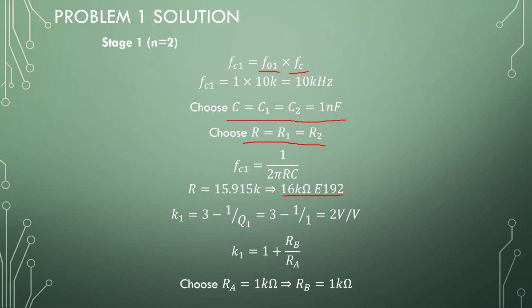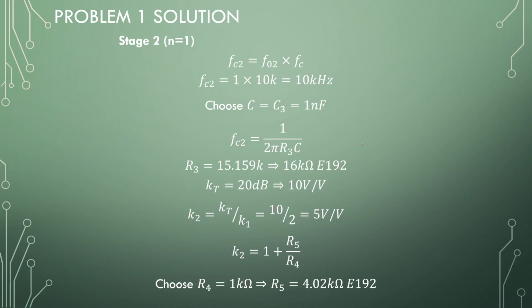The Q factor goes into our equation, and we can find the gain that is required. So 3 minus 1 over 1 is 2 volts per volt. If RA and RB have the same value, K would be equal to 2. So let's just choose them both 1 kilo ohm. Right, and that is the first stage completed.